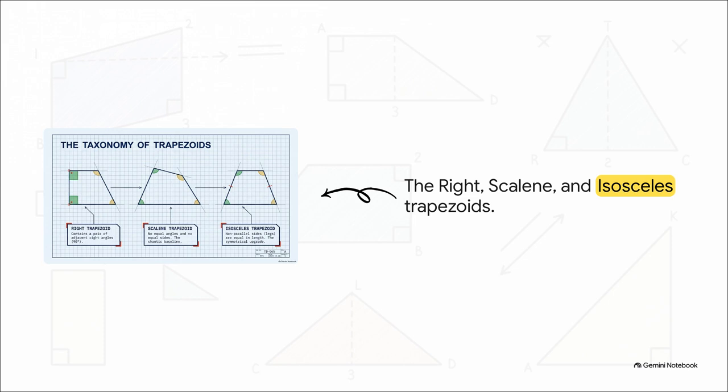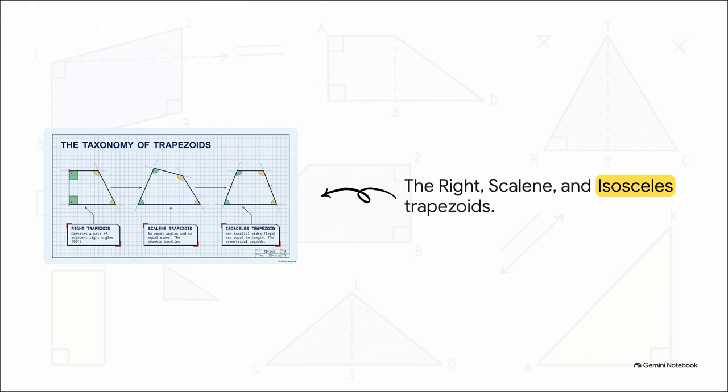Now look at the middle one. It looks totally chaotic, doesn't it? No equal angles, no equal sides whatsoever. This chaotic shape is known as the scalene trapezoid. Finally, look at the one on the far right. Notice those little red tick marks on the legs? That means the non-parallel sides are mathematically equal in length, giving us the isosceles trapezoid.